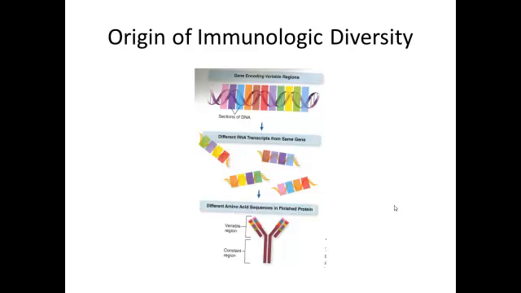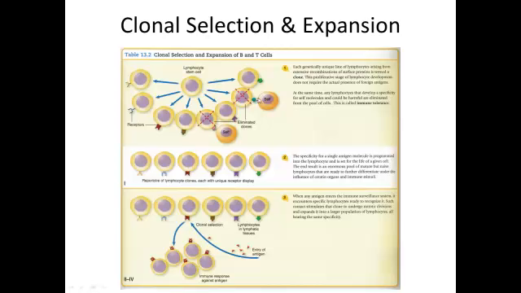T cells undergo a similar shuffling of variable region genes, but their T cell receptors are never secreted. As T cells and B cells mature, the body eliminates all cells that have receptors for self-antigens. You don't want your immune system attacking your own cells, now do we? B cells and T cells that don't react to self-antigen are allowed to mature.